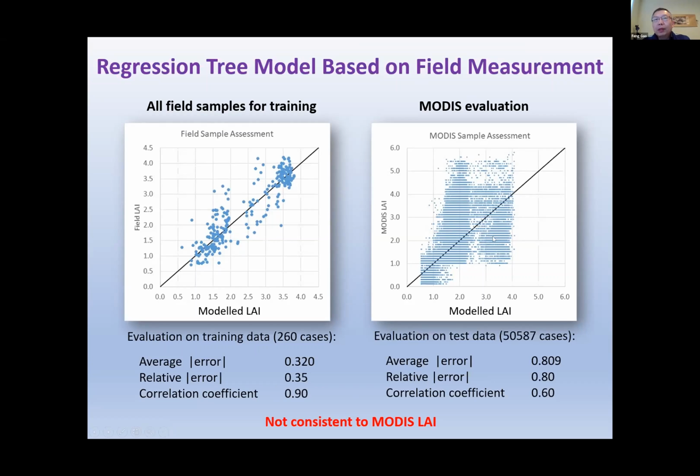This is because the MODIS sample actually includes many different land cover types other than grape vines, and the field measurement just focuses on the grape vine. We see the correlation coefficient is pretty low for MODIS. That means the model RI we generated is not consistent with the MODIS RI.